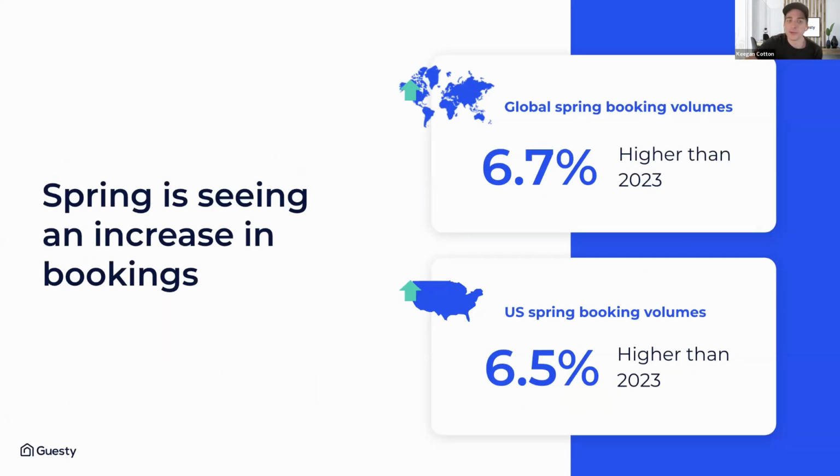When looking at the spring period, which we're talking about March to April of 2024, and comparing it to previous years, we're seeing an upward trend in booking volume in the US and also around the world. So the global spring season booking volumes are predicted to be 6.7% higher than 2023. And then in the US, we're seeing a 6.5% increase in booking volumes compared to last year.